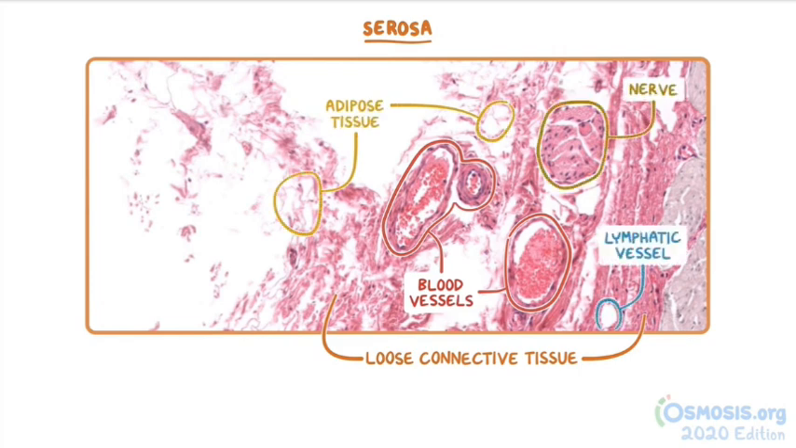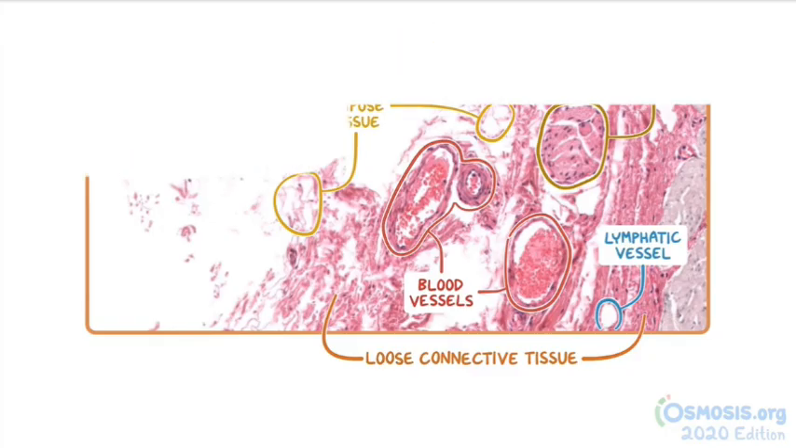In this image, the large blood vessels are easy to identify because of the red blood cells that can be seen within their lumens. Alright, let's move on to the fundic stomach.